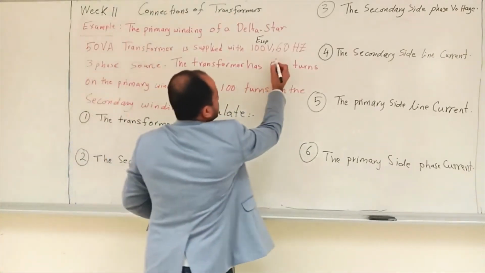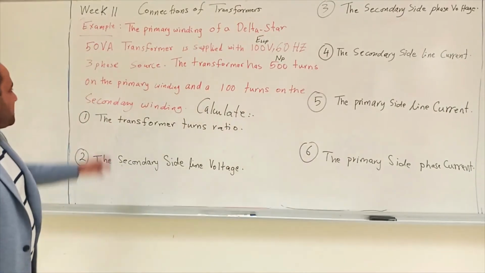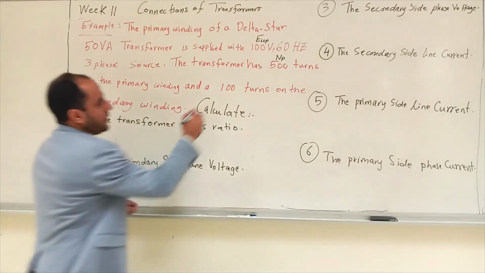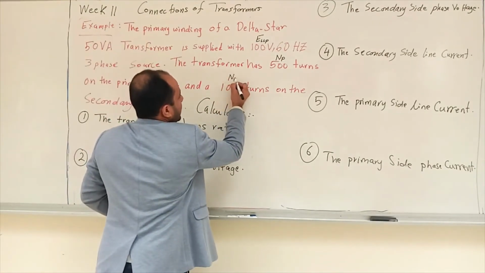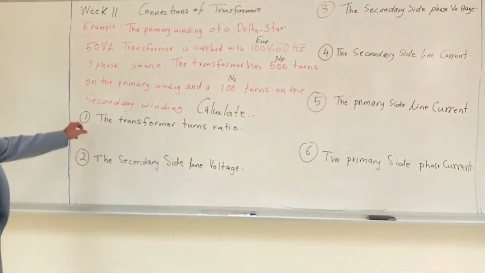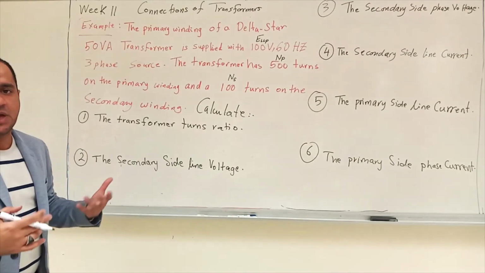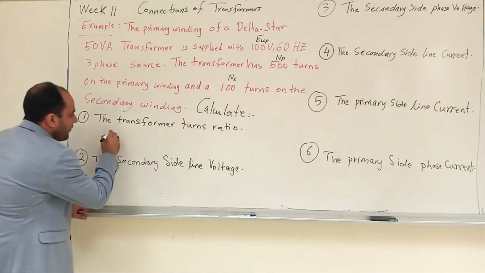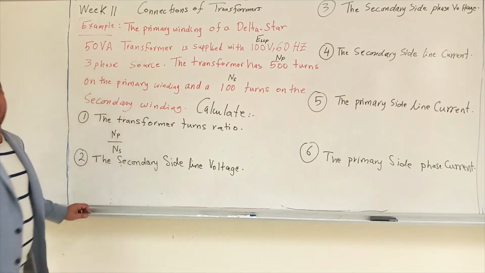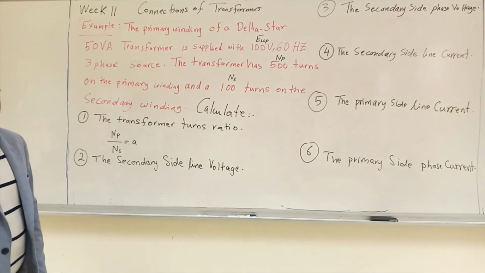So this means the 500 is N_P, on the primary. And 100 turns on the secondary winding, so this is going to be N_S, the number of turns on the secondary side. Questions? Calculate first the transformer turns ratio. Whenever we ask about the transformer turns ratio, it means find how much is in the primary over the secondary. That's the turns ratio, and typically they call it A in the textbook.